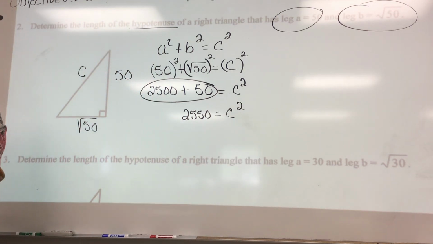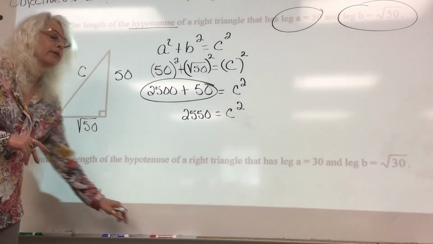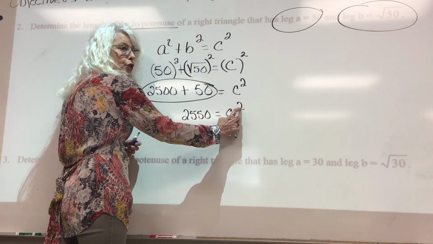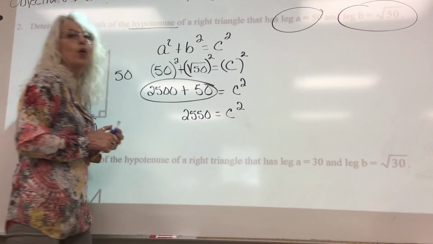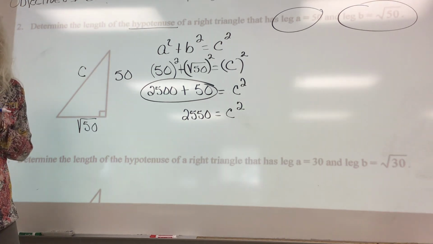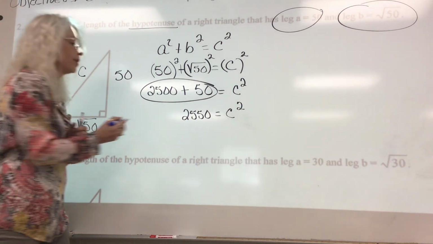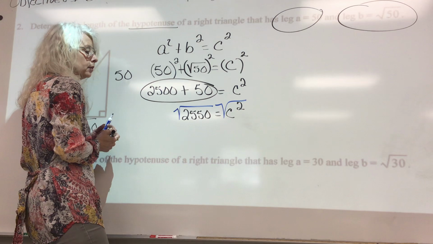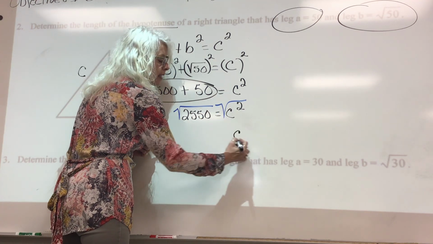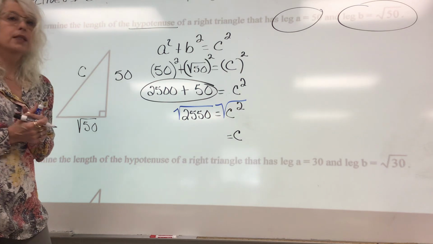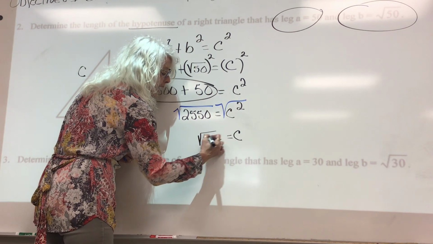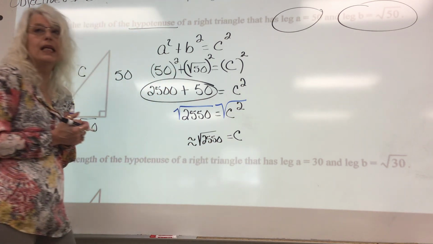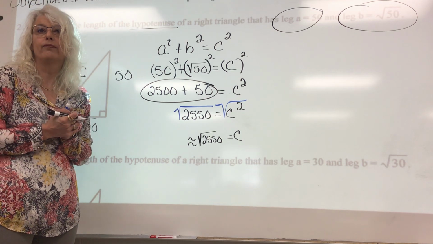Is that the length of the hypotenuse or the area of the square drawn on the hypotenuse? Area, because doesn't this hypotenuse have an exponent of 2? Yep. So this means it's an area. What do I do to the area of a square to find out how wide it is? Take the square root. Square root of C squared is going to be C. So the hypotenuse is going to be exactly the square root of 2,550, which is about 50.5.